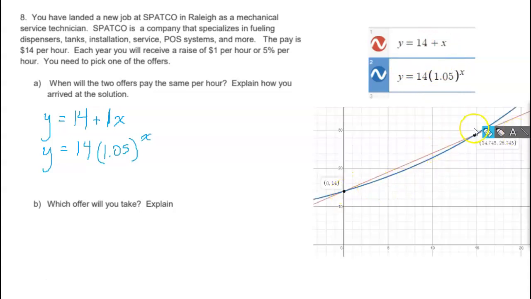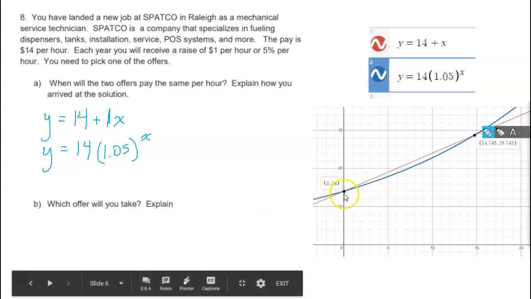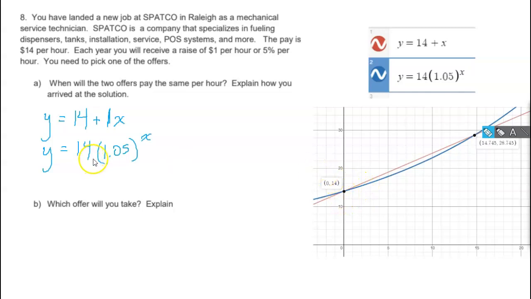And in fact, they intersect in two spaces. Now the first one makes sense. They both started at $14. So at time 0, when I first got hired, I was making $14 per hour, and that was true for both of them. So there's one point of intersection that totally makes sense. And then up here, it looks like after 14 years, almost 15 years, by the time you get to the 15th year, you made the same amount of money per hour.